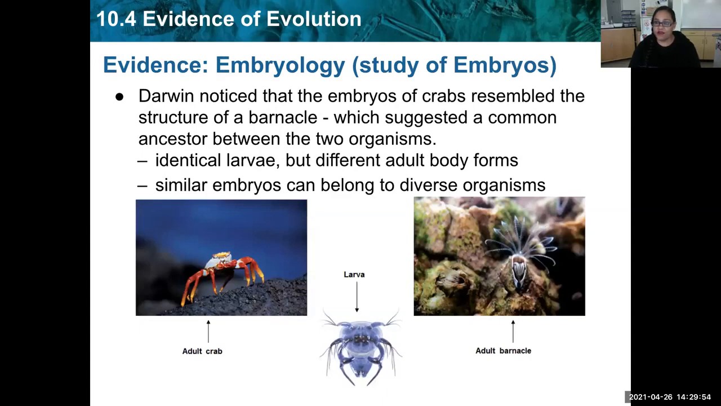Embryology is another line of evidence. It's the study of embryos. Embryos are what babies are called when they're very, very tiny and they've just been fertilized. It goes from zygote to embryo. But Darwin noticed that embryos of crabs resembled the structure of a barnacle. And to him, this suggested a common ancestor between the two organisms.